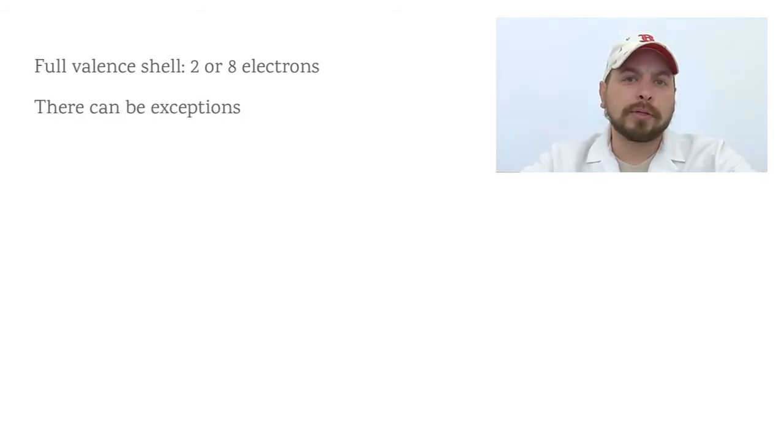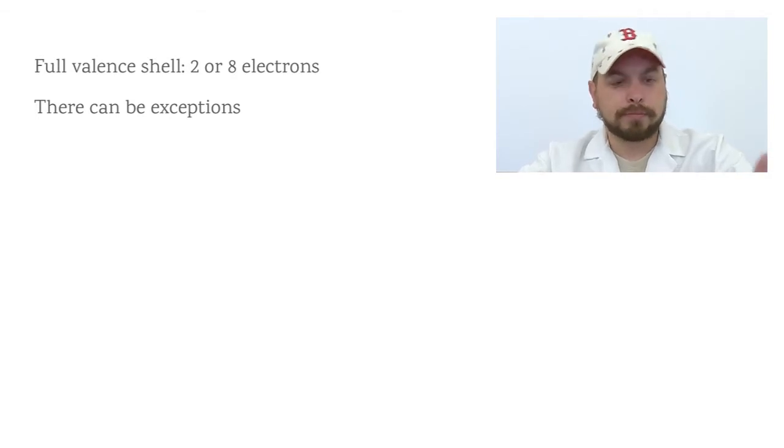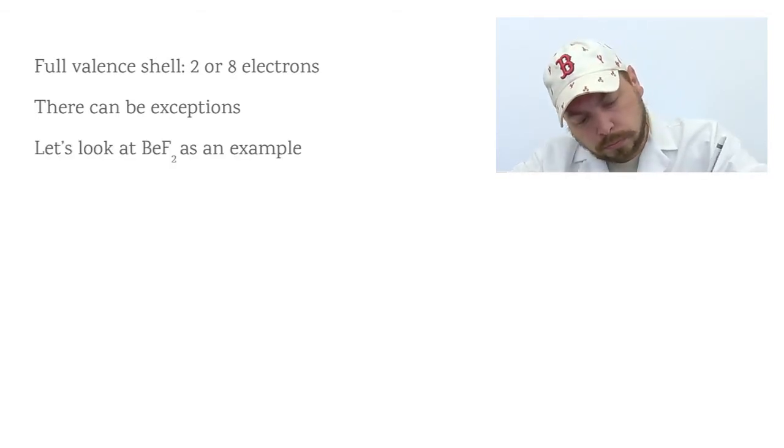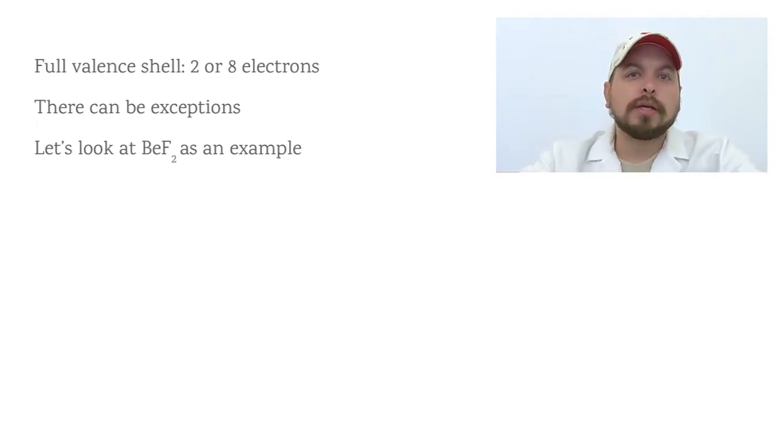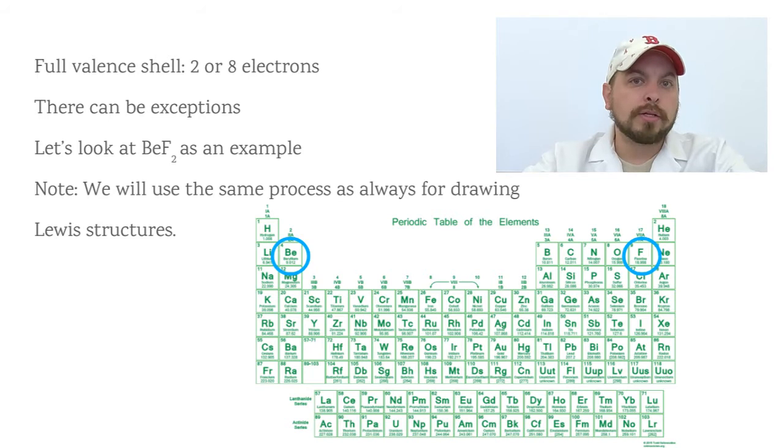But right now what I want to look at is an oddity. So we're going to look at a compound, beryllium difluoride, BeF2. Now, when drawing Lewis structures, we actually adhere to the same basic process, no matter what we're doing. So it's not a difference in process here. It's more about understanding an odd result than it is about changing the process. So we're going to do the same process. We're going to look at the number of valence electrons in the compound.